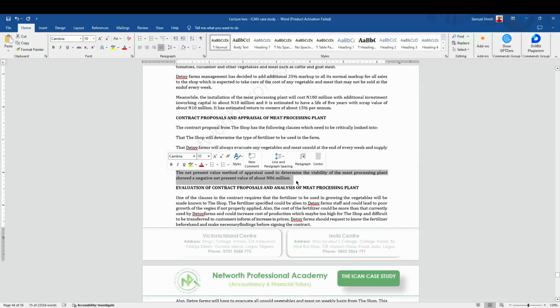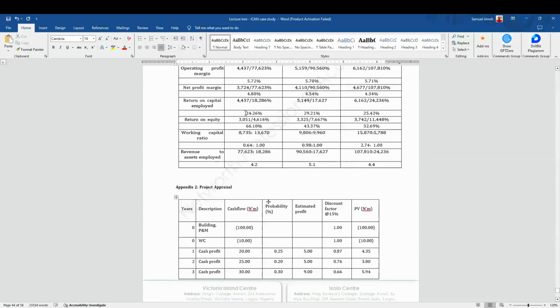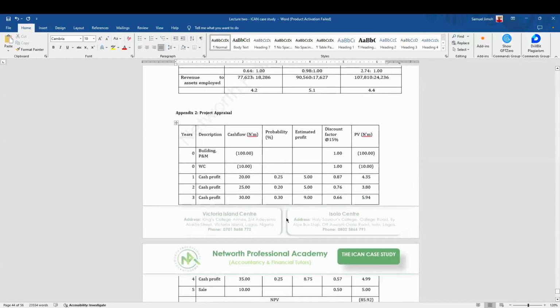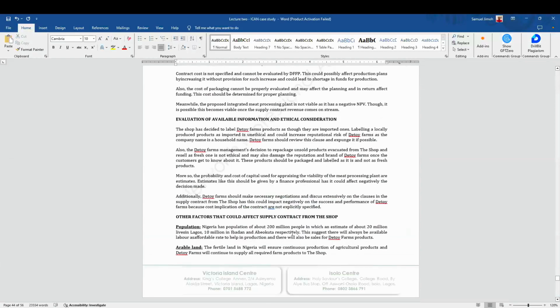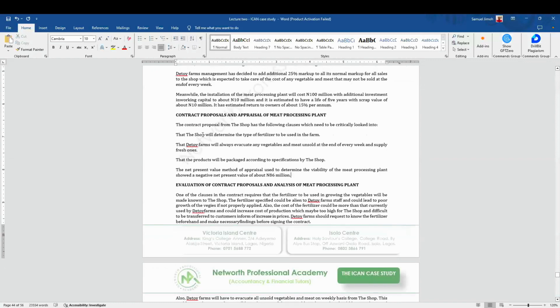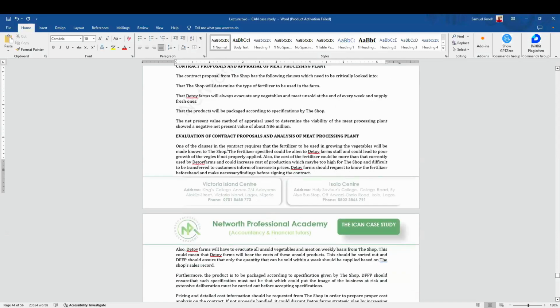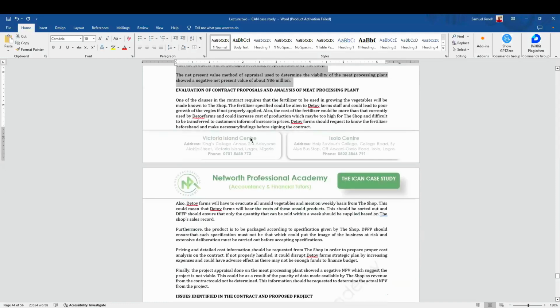And the present value of the proposal shows a negative NPV of 86 million, right? So I assume that you know I've computed appendix 2 here before I start that. You compute appendix 2 before you start the report. Okay. Once you bring in those issues under professional tools and knowledge, then evaluation of contract proposal and analysis of meat processing plant, you start to analyze each of the issues you have brought in earlier. These issues that you have brought in earlier, you then discuss on them.